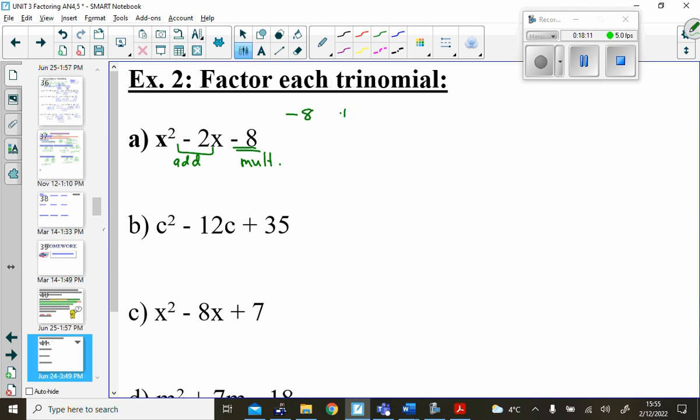Negative 8 and plus 1. Positive 8 and negative 1. Negative 4 and plus 2. Positive 4 and negative 2. Each of those multiplies to give negative 8. Only one set of them adds to give negative 2.